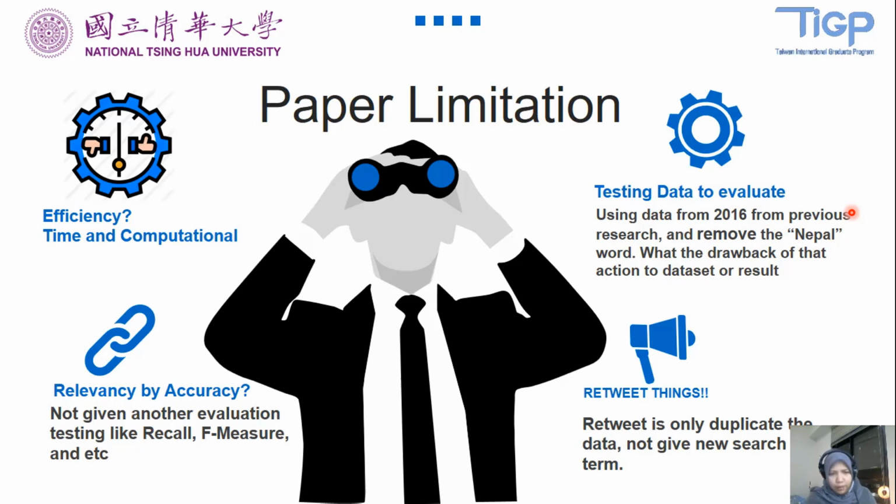And we're talking about relevancy by accuracy. They did not give other evaluation measurements like recall, F1, or precision. And how about retweets? Because a retweet only duplicates the data and does not give new search results.